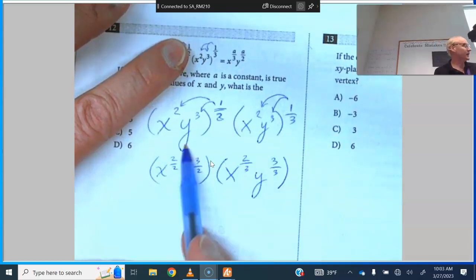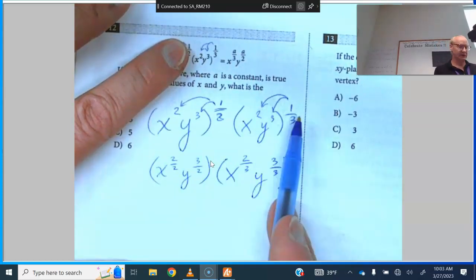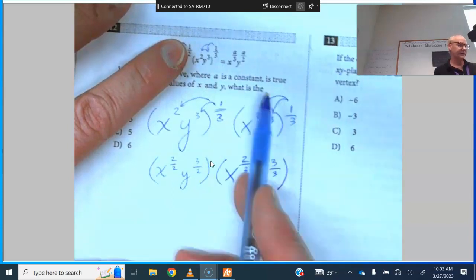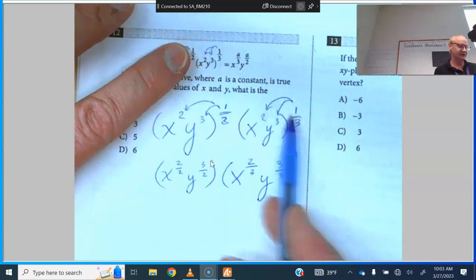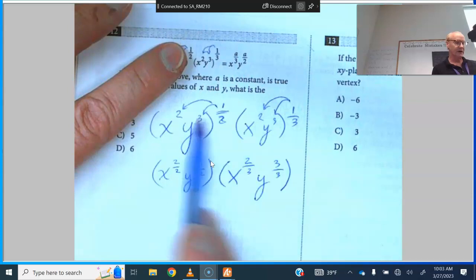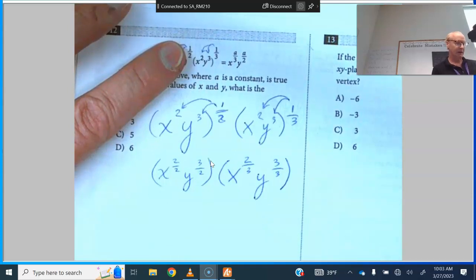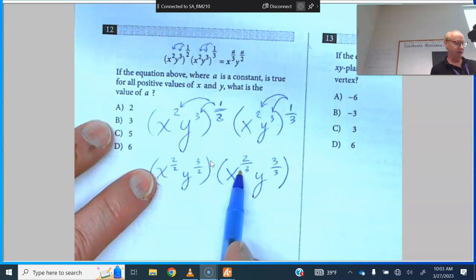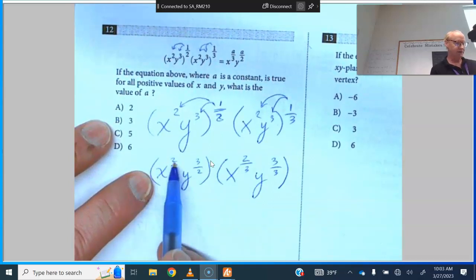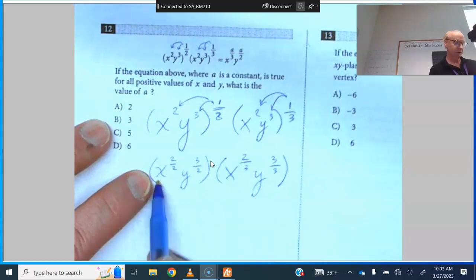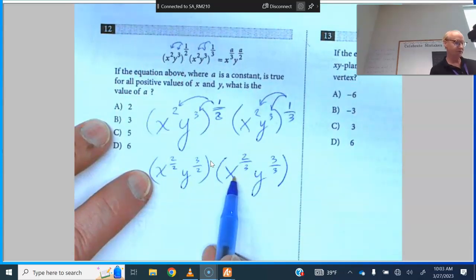When you take exponents of exponents, you have to multiply them. This is just something you have to know. If they didn't have fractions, you would be able to see why it's true. With the fractions, you can't necessarily see it. Now, when I multiply these, be careful. I'm going to add the exponents. So x to the 2 halves and x to the 2 halves gives me x to the 4 halves, or x squared.